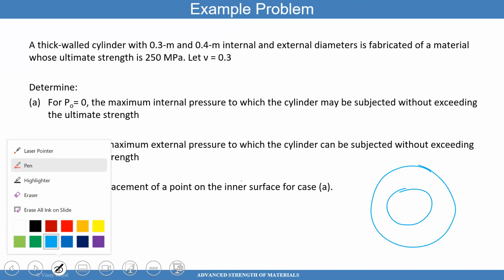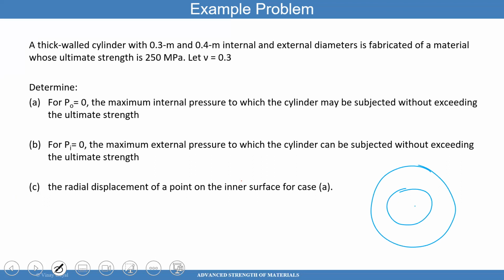And it gives me the dimensions. I can put it here if I want. So I have this radius here, that radius is 0.15, and this radius here is 0.2. So I'm making a quick sketch. And it's giving me the strength and the Poisson ratio.